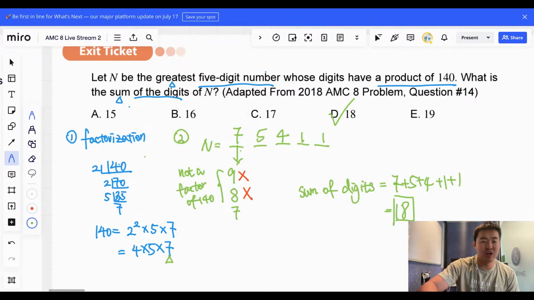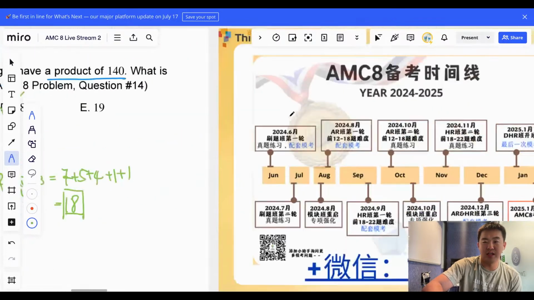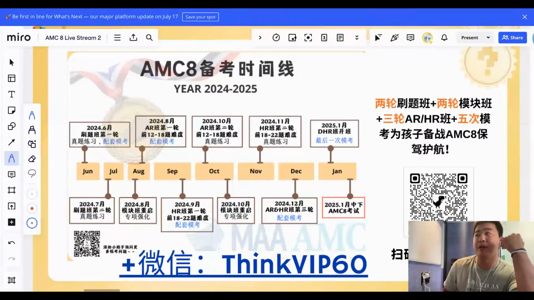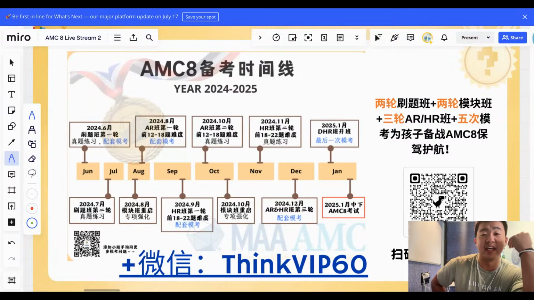Okay, good. So let's go to the next slide. Actually, before we move on to solve another AMC number theory problem, I think it's a good time to give a brief information session about our timeline for students preparing for the upcoming 2025 AMC exam.